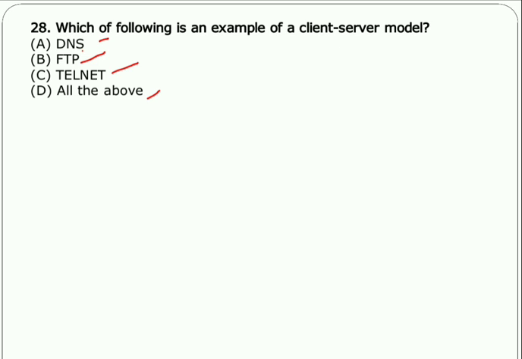And file transfer protocol is a standard network protocol used to transfer computer files between a client and server in a computer network. And the third one, telnet. Telnet is also a client-server protocol. It is based on a reliable connection-oriented transport. So that's why these three are all client-server models. So D is the correct option.